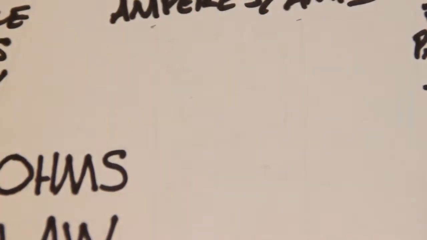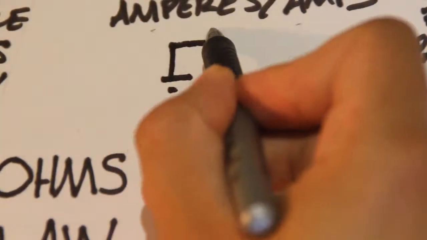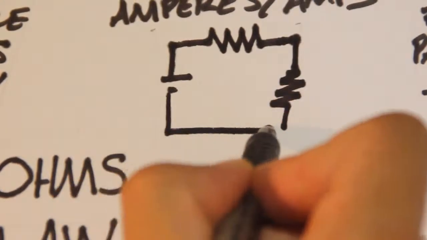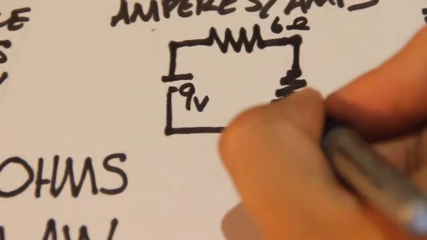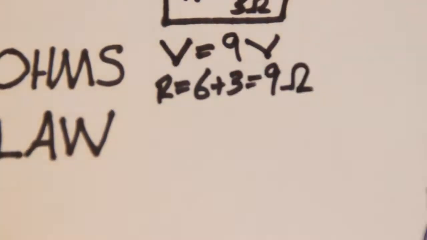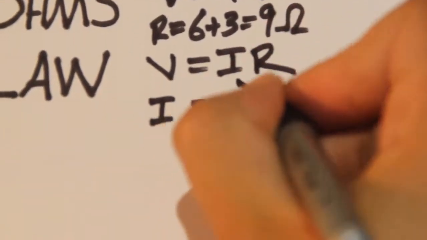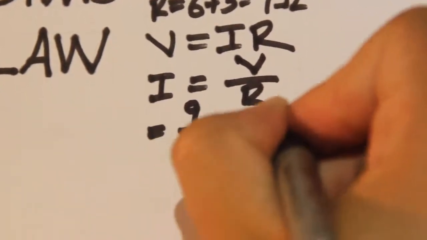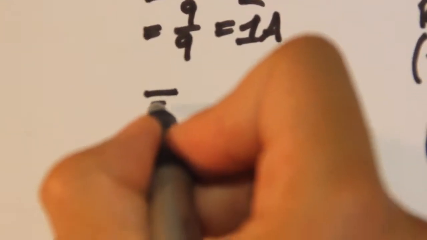Now, we can apply this if we don't know another aspect. So let's say we don't know current or we don't know resistance, we can rearrange the formula. So in a circuit like this with 6 ohms, 3 ohms, 9 volts, we add our resistances. We've got 6 plus 3, 9 ohms. V equals IR, rearranged, I equals V on R. 9 on 9, 1 amp.